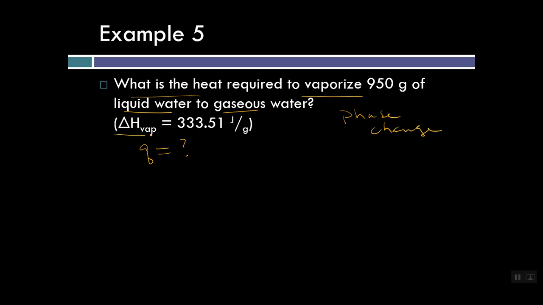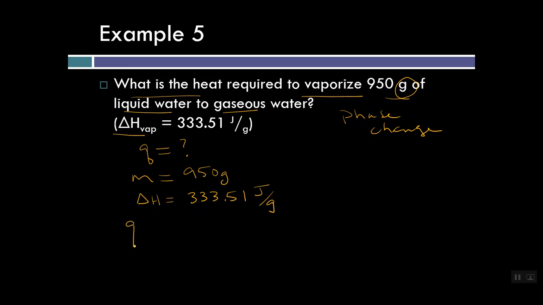So I'm going to use my enthalpy. And I need to know the mass, just like before. That's given to me because it's grams. So 950 grams. And I know that my delta H, my change in enthalpy, is 333.51. It's positive, and that's joules because it's energy per gram. And we're not talking about temperature because the temperature is staying the same.